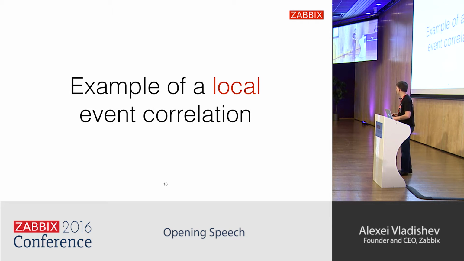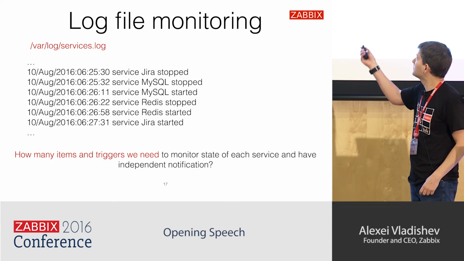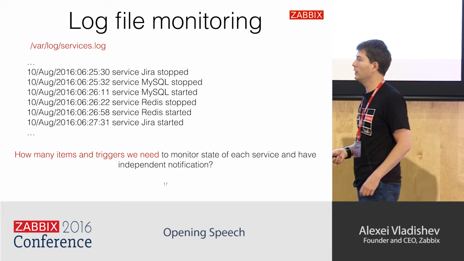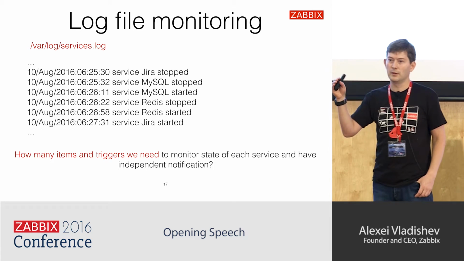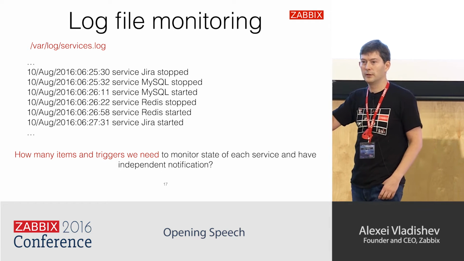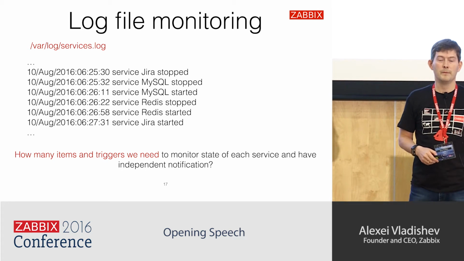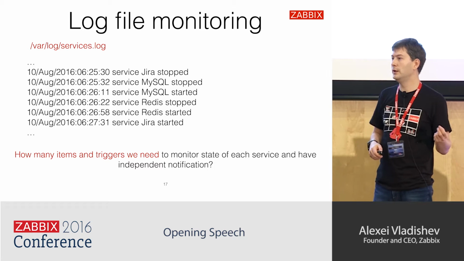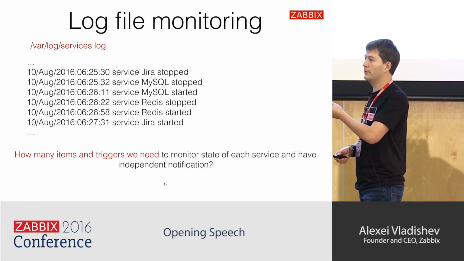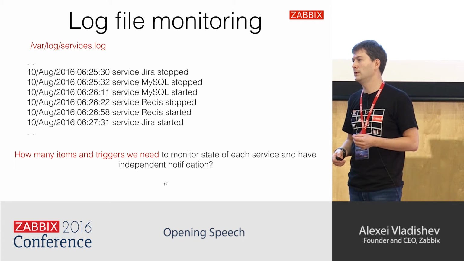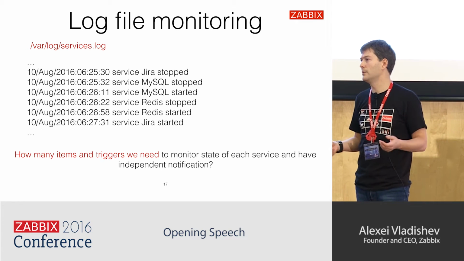And let me show you a very small example of a local event correlation. Correlation on a trigger level, how it's implemented in Zabbix 3.2. First of all, let's have a look at this log file. Say it's services.log. In this log file, we see lines like service, say Jira, started, then it stopped, other service started, other service stopped. And the question is, how many items and how many triggers do we need to monitor the status of services based on this log file in Zabbix 3.0? So how many items do we need?